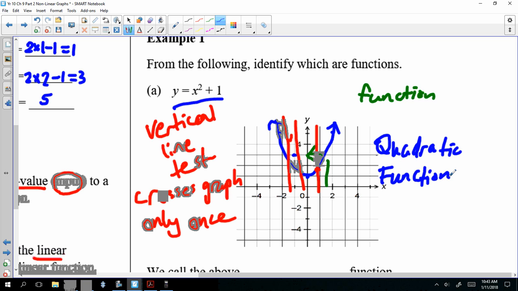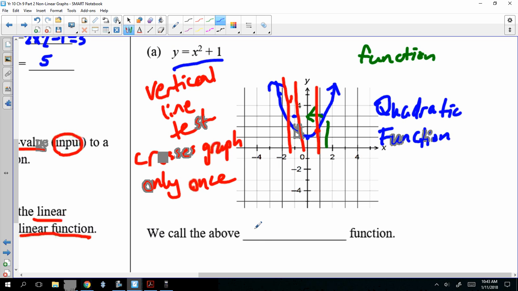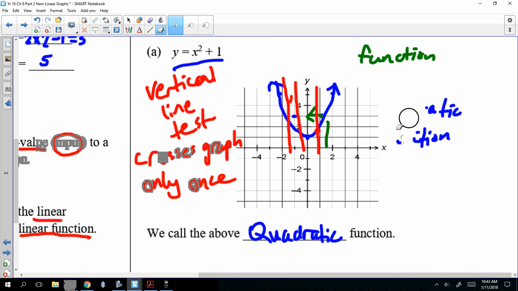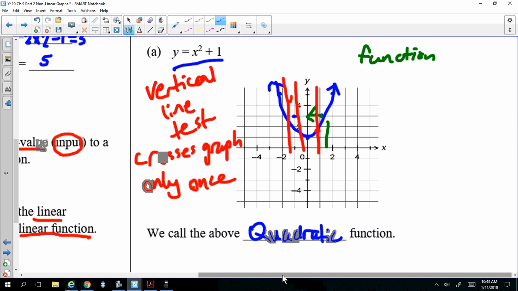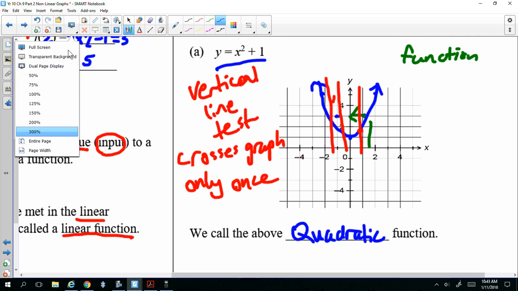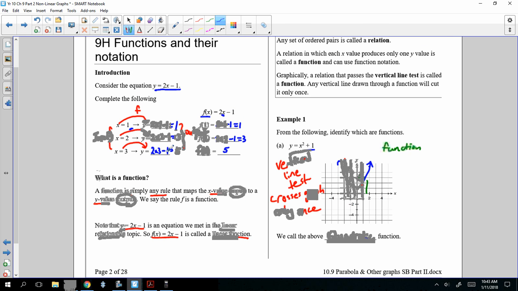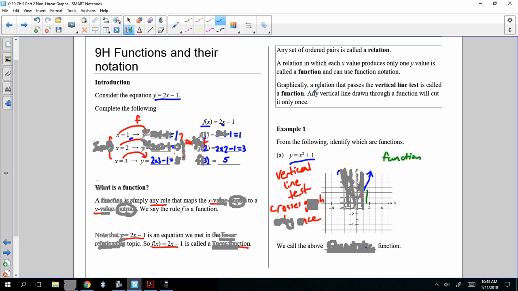All right, what else am I going to say? I think that's all. Actually, sorry, I forgot. I left some space here. Quadratic function. We call the above function a quadratic function. Okay, all right, that's it. So copy it down. Any questions? So we looked at what a function is. A function is simply a rule that maps each x value to a y value. That's what a function is. I think that's it. Okay, let's go to the next page.